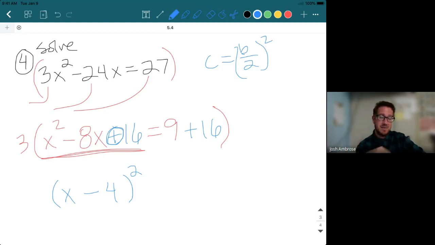If I have a negative 4 and another negative 4, that will be a negative 8. But if I have a negative 4 times a negative 4, that would be my positive 16. So that's why that works just the way that it is. And then equals, and this side is going to make a 25.